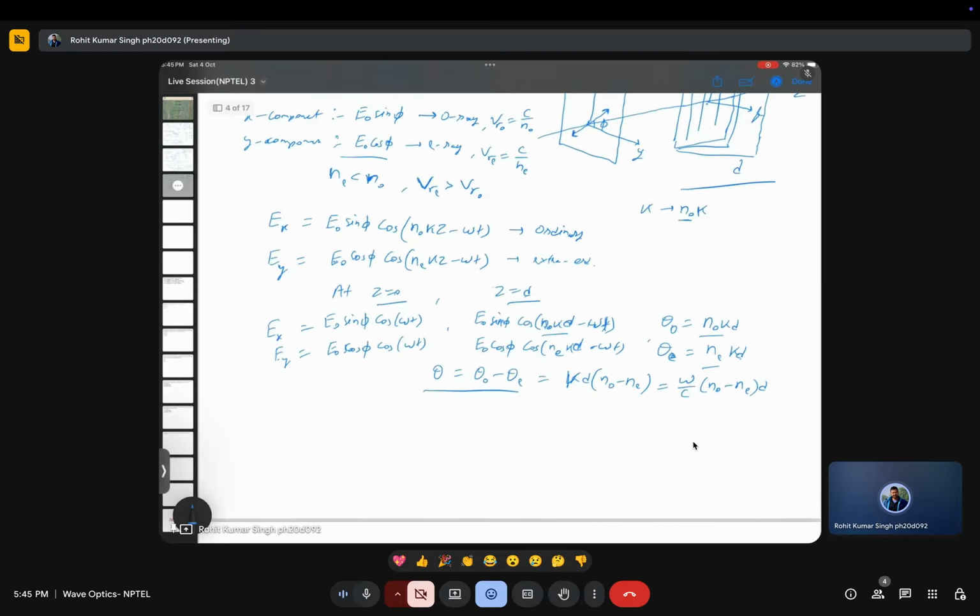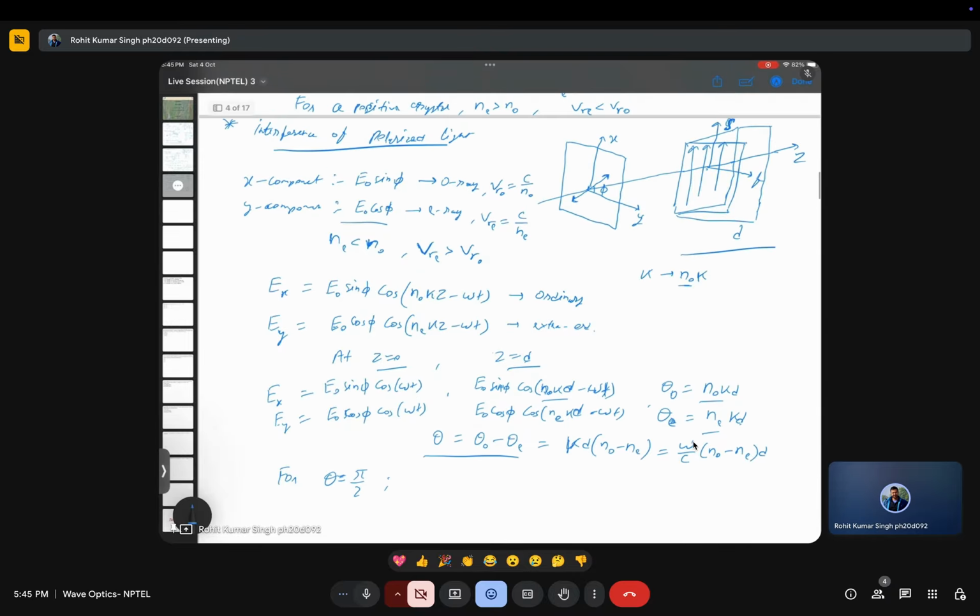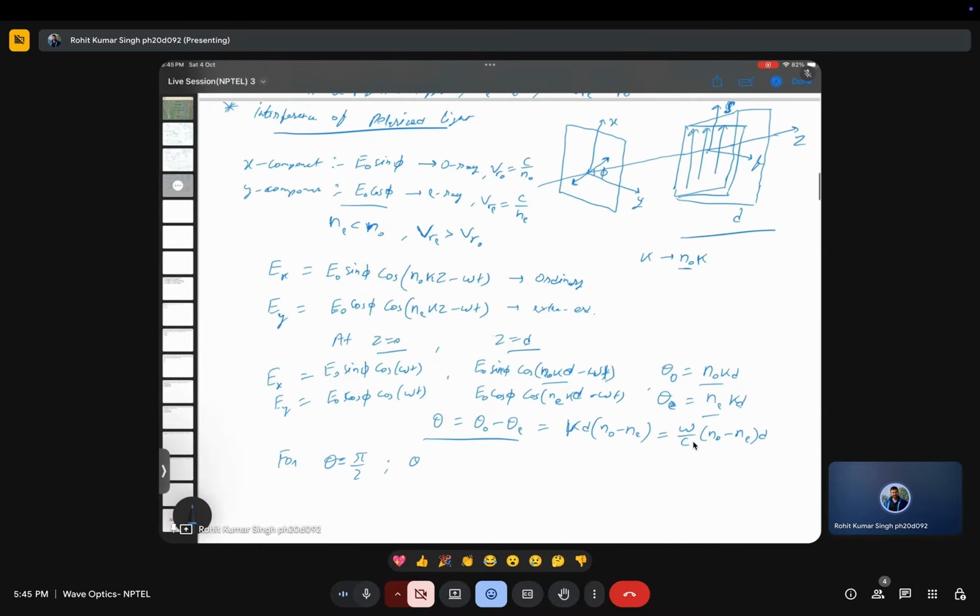So for example, if there is a shift of pi by 2 between them, this polarizer is called a quarter wave plate. So why quarter wave plate? Because pi by 2 corresponds to 1 by 4th of the wavelength, right?